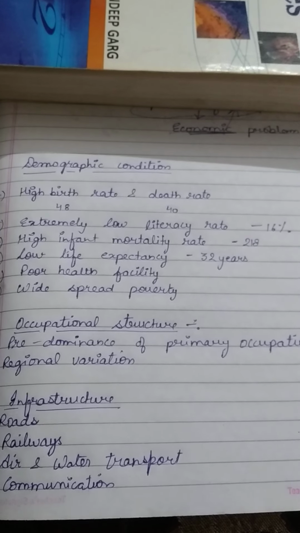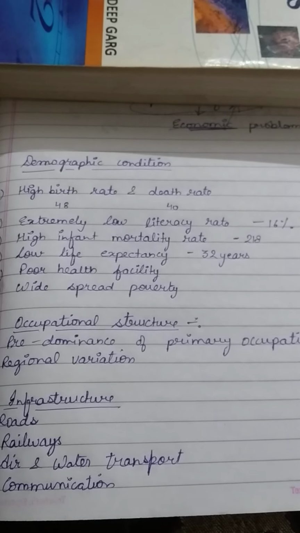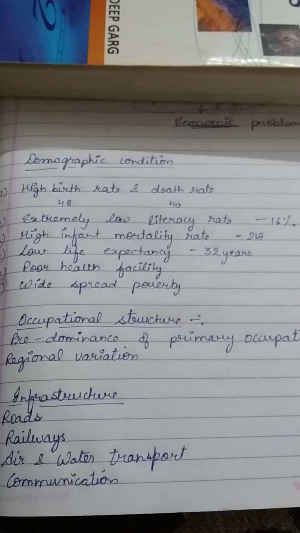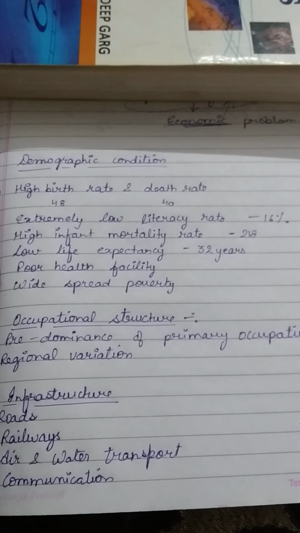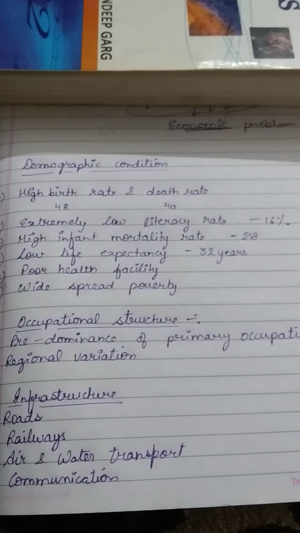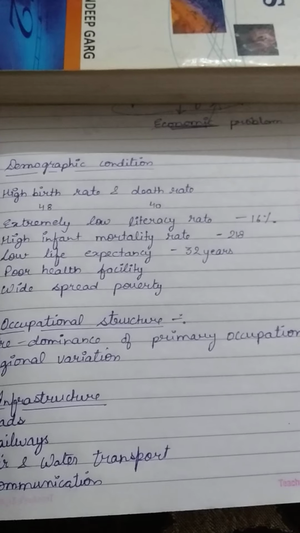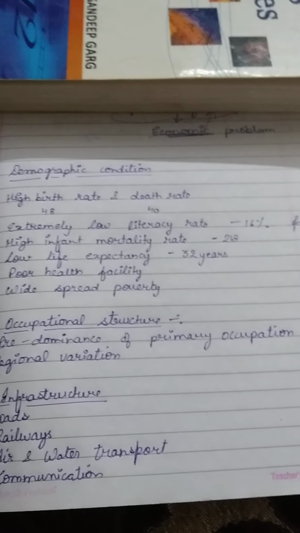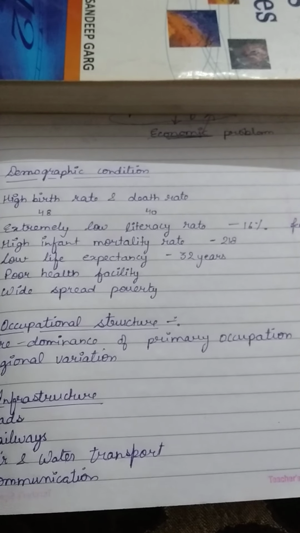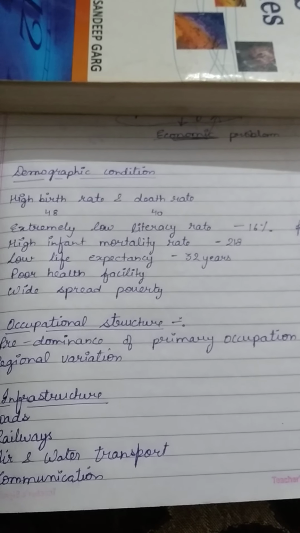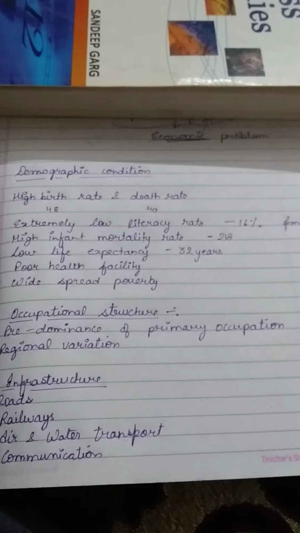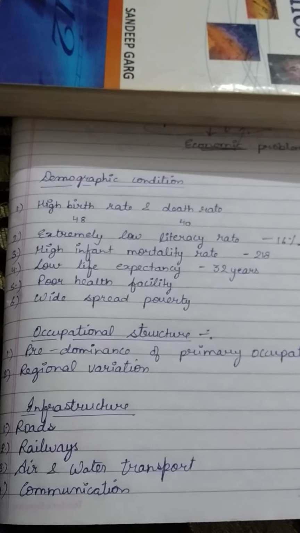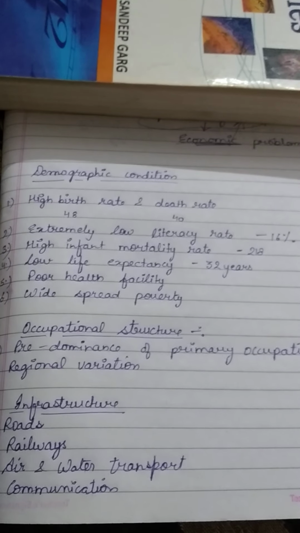Third one is the high infant mortality rate. Infant mortality rate means the death rate of children below the age of 1 year per thousand live births. This rate was also very high, about 218 per thousand. And at present, if you notice, the infant mortality rate is 32 per thousand. So it also shows the poor state of the healthcare system in India, and the extreme poverty in India at that time.